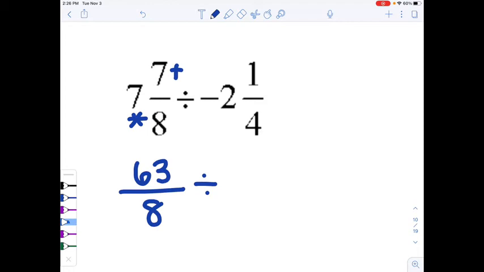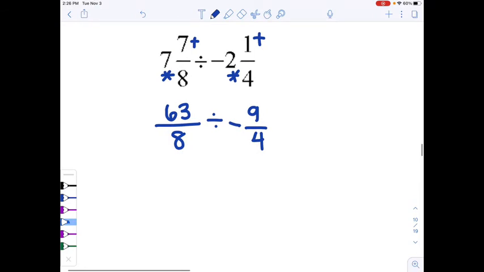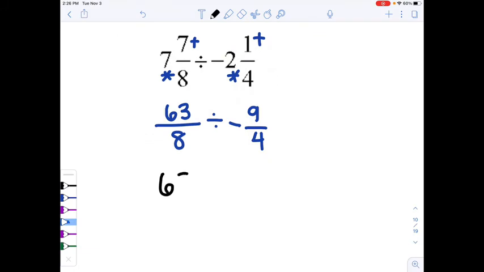And then I'm going to keep this as division for now so that I can change this second mixed number into an improper fraction. So we know that the negative is just going to stay there. And then I'm going to do my strategy of MAD. 2 times 4 plus 1. 2 times 4 is 8. Plus 1 is 9. Keep my denominator of 4. So I have -9/4. And now that I've done that, I can keep, change, flip. So I keep 63/8. I change to multiplication. And I flip. Instead of -9/4, it's going to be -4/9.